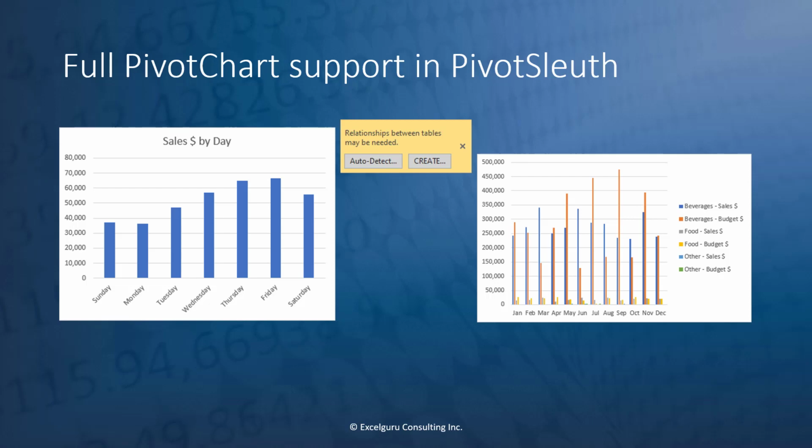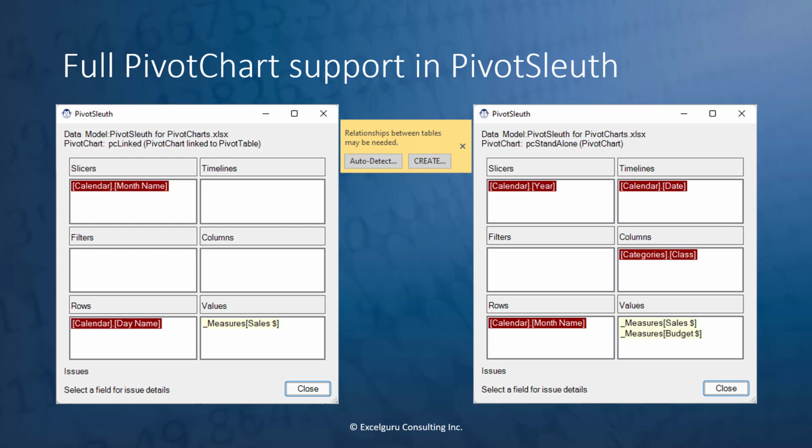Well, PivotSleuth has always been built to try and help you solve that problem by presenting you with some contextual information around the fields that you're actually using and where there's potential issues. The challenge is it's only ever worked for pivot tables. We've now expanded it so that PivotSleuth will now work with pivot charts.